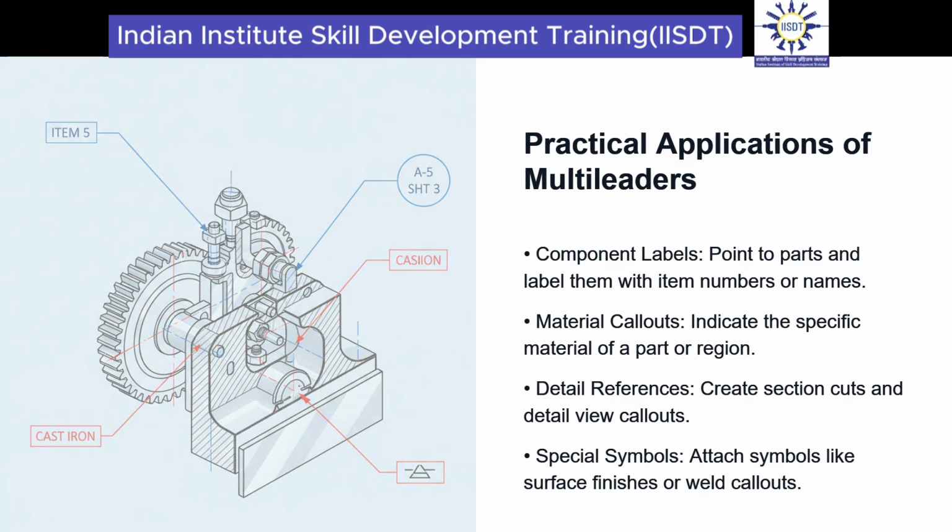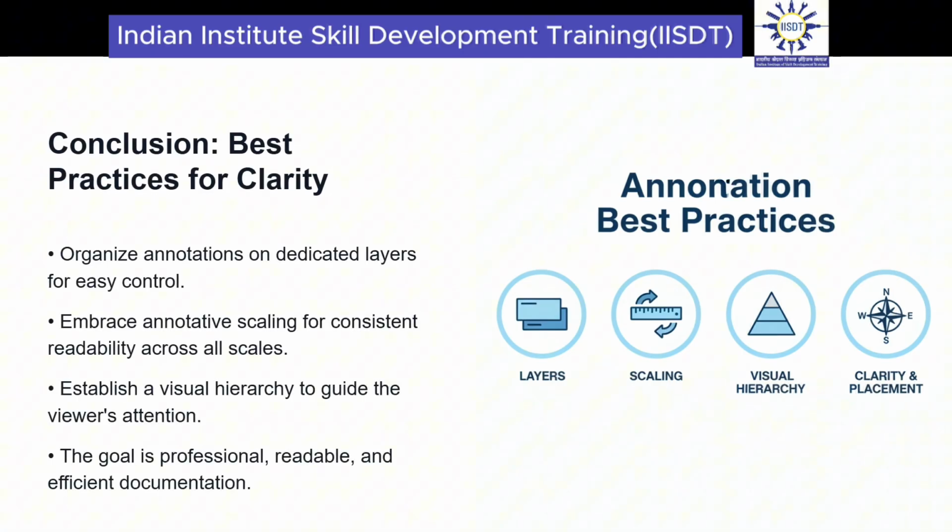To conclude, let's summarize the best practices that tie all these concepts together to create truly professional documentation. First, always use proper layer management. Place your dimensions, text, and other annotations on their own dedicated layers separate from the main geometry. This allows you to easily control their visibility, color, or line weight, and you can even turn them all off to see the clean geometry underneath. Second, embrace annotative scaling. It may seem complex at first, but taking the time to set up annotative styles for your text, dimensions, and multi-leaders will save you countless hours and ensure your drawings are perfectly readable at any plotted scale.